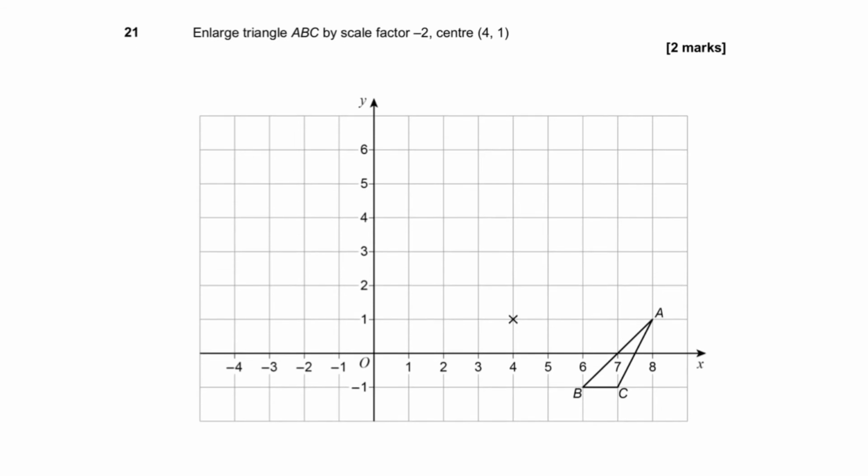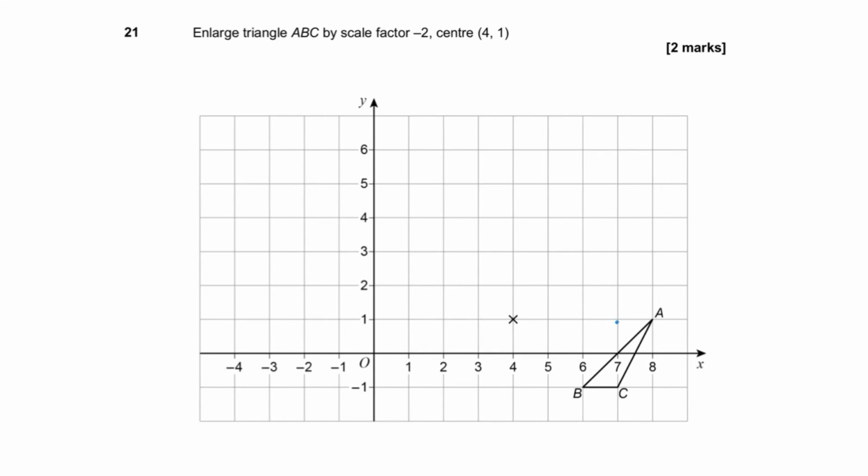So this next question says, enlarge triangle ABC by scale factor -2 at centre 4, 1, which they've marked on the graph for us. So a scale factor of -2 means that we've got to double the size of this triangle, but we've also got to flip it 180 degrees. So let's start with point A.